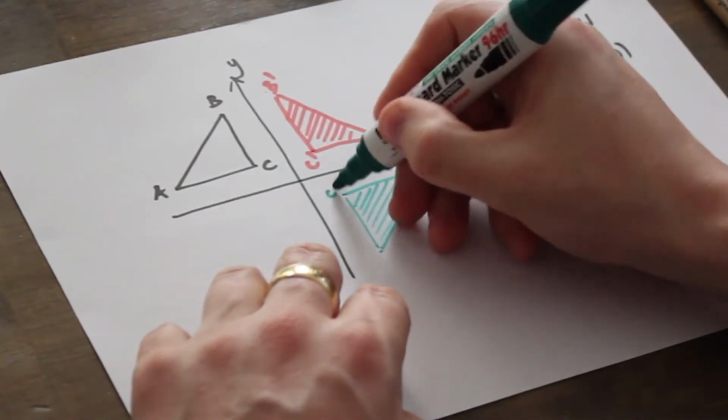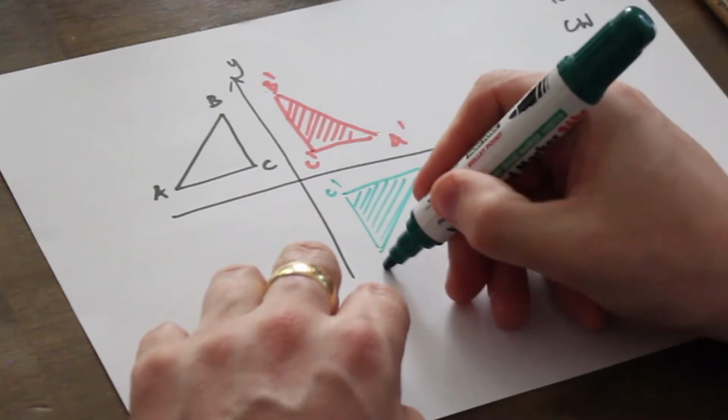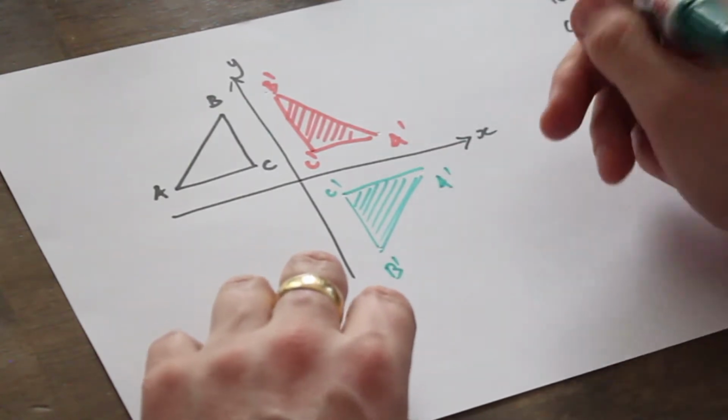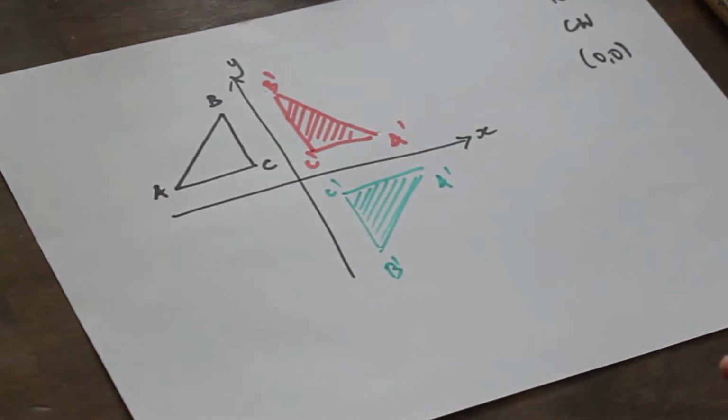And once again, I've now got C dashed. This will be B dashed, and that will be A dashed. And literally, there is nothing more to rotations than that.